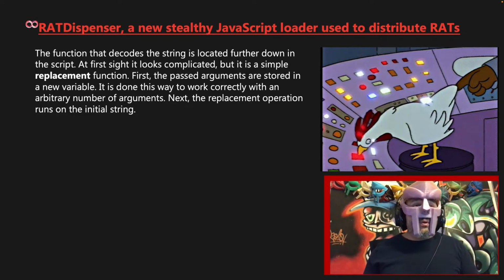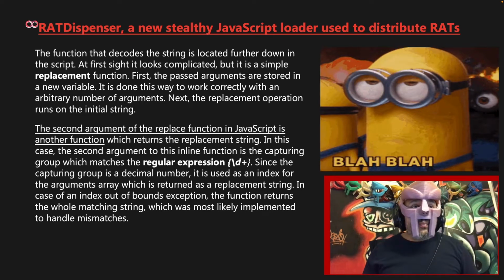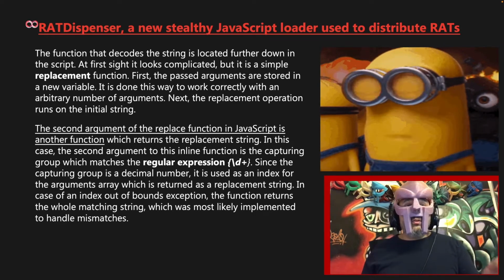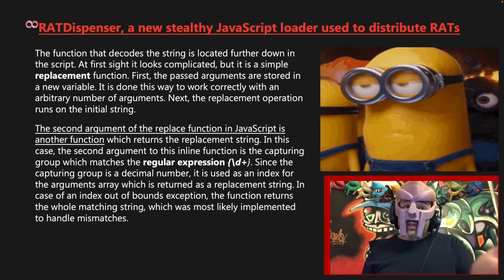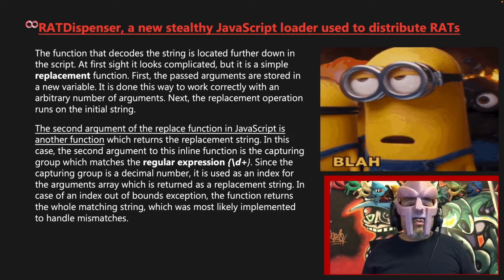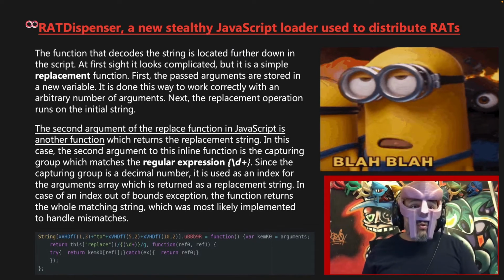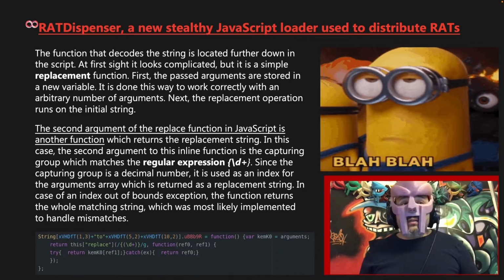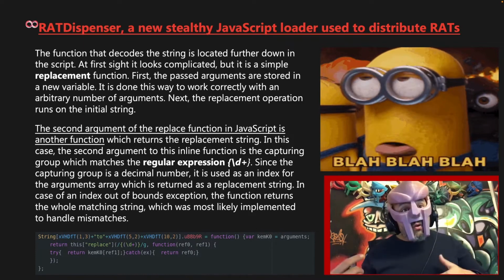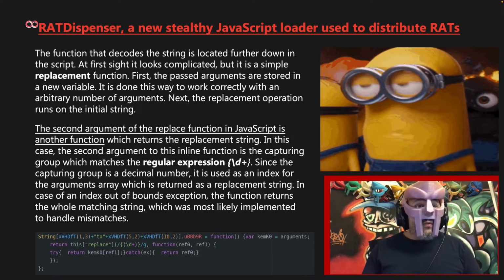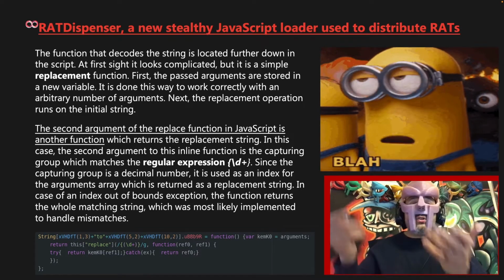Next, the replacement operation runs on the initial string. The second argument of the replace function in JavaScript is another function which returns the replacement string. In this case, the second argument to this inline function is the capturing group, which matches the regular expression. Since the capturing group is a decimal number, it is used as an index for the arguments array, which is returned as a replacement string. In case of an index out of bounds exception, the function returns the whole matching string, which was most likely implemented to handle mismatches.